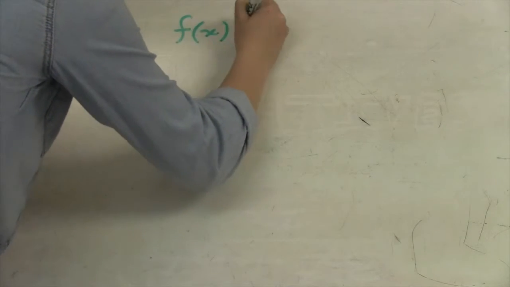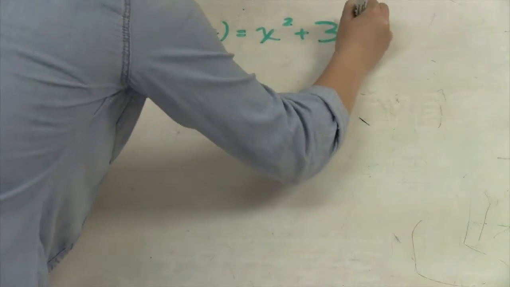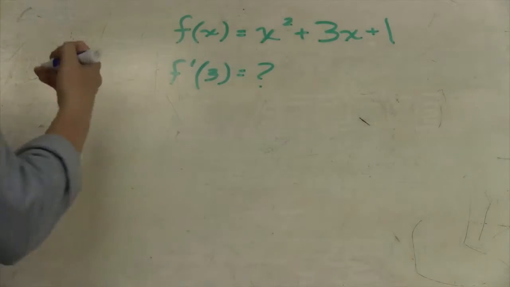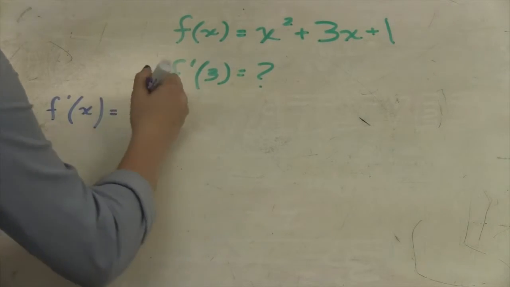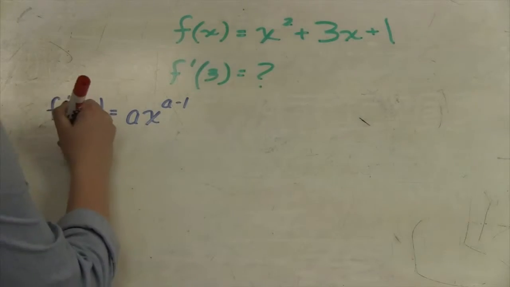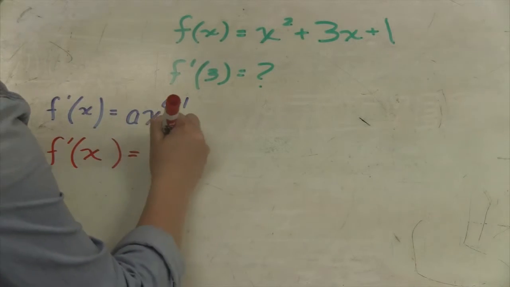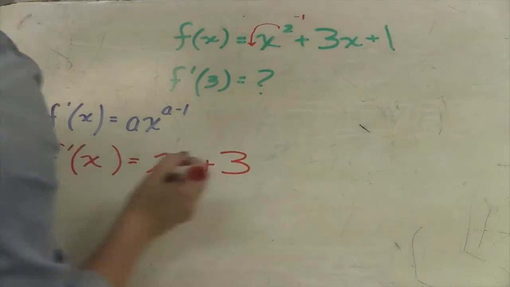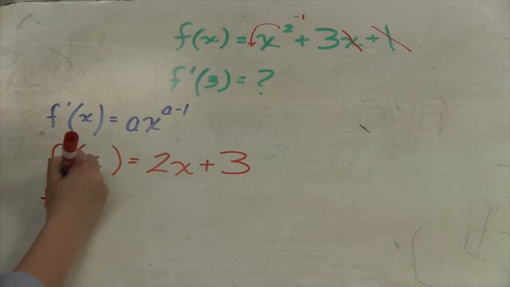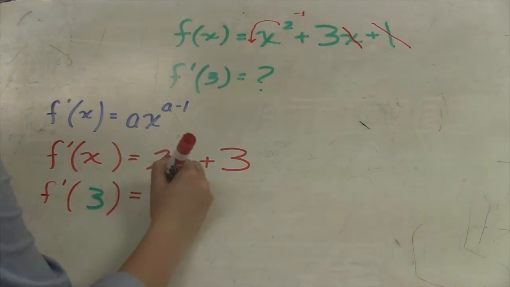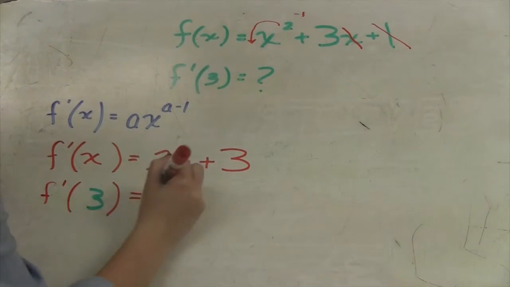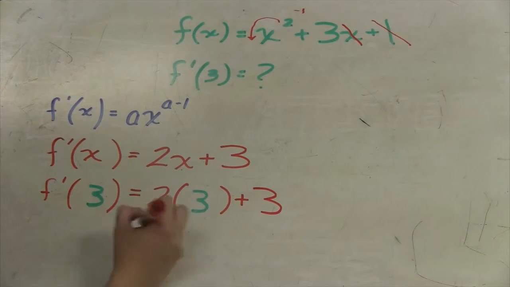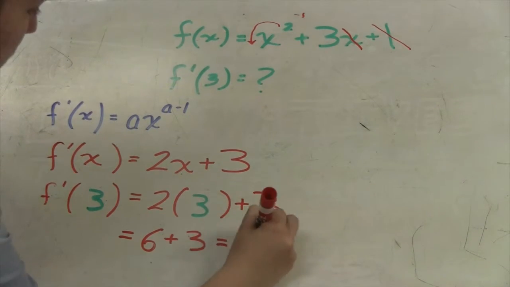So, say you have the function f of x equals x squared plus 3x plus 1, and you want to find the slope at the point when x equals 3. The rule that you would want to use is f prime of x equals ax to the a minus 1. So that makes your derivative 2x plus 3. To find the derivative when x equals 3, you simply plug 3 back into f prime. And so you figure out that f prime of 3 is 9.